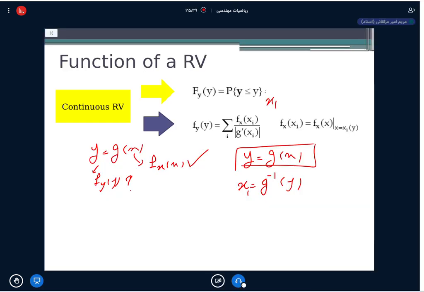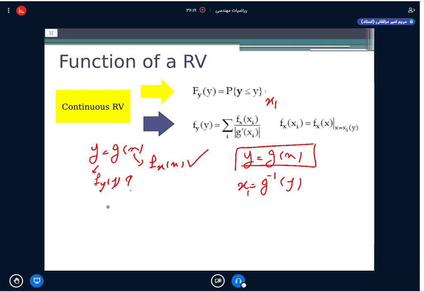In these slides, we discuss functions of a random variable. We know the random variable x and we know the PDF of x or PMF of x, and we want to compute the PDF of y. We have two approaches to compute the PDF of y. The first approach is based on computing the CDF of y, and the second approach is based on using this formula.